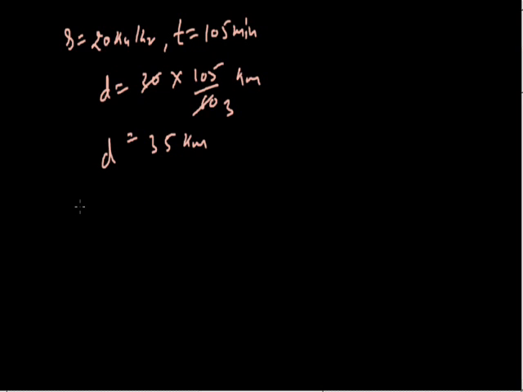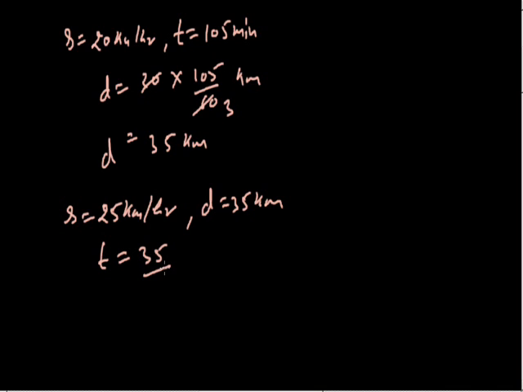Now it has been asked when she traveled with a speed of 25 km per hour and the distance is 35 km. Now the time, according to this, will be the distance 35 divided by the speed.